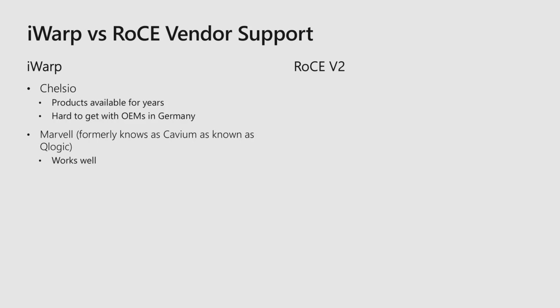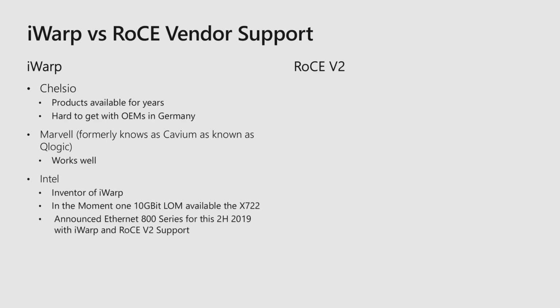Then we have Marvell. Marvell was named Cavium, and before that QLogic. The QLogic card works well with iWARP. I have those. We have them in many customer implementations. They work very well. And the OEMs have long-standing relationships with QLogic. They sold their Fibre Channel cards and their network cards, so you can get an implementation from those vendors with those cards, and you get the warranty.